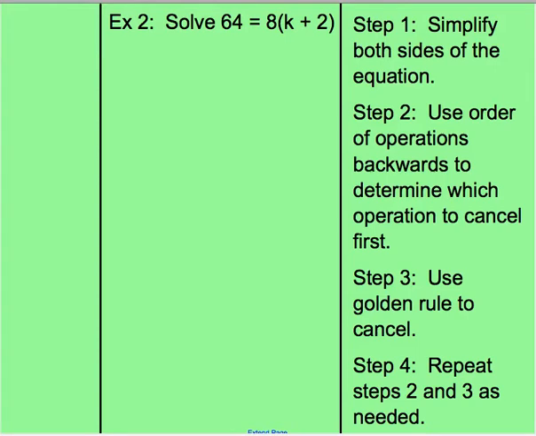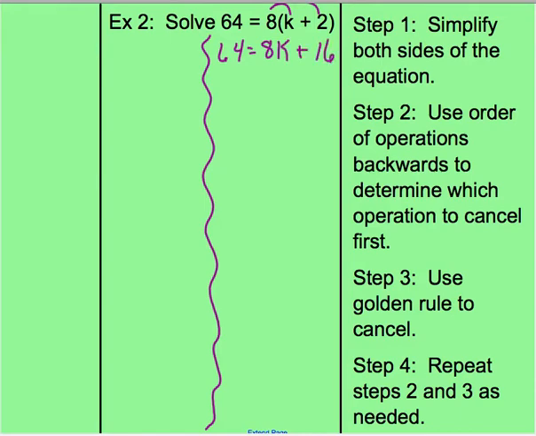Example 2, so think about the process that we have in the right-hand column and try and solve this one. Pause the video and then come back when you're ready to check. So in this one, there's actually 2 different ways to solve this equation. So I'm going to show you both methods, and then you can choose the one that you like better. So I'm going to start with the method that you most likely tried if you paused the video, and that is simplifying by using the distributive property. And then use order of operations backwards, and the golden rule, I kind of combine those 2 steps.